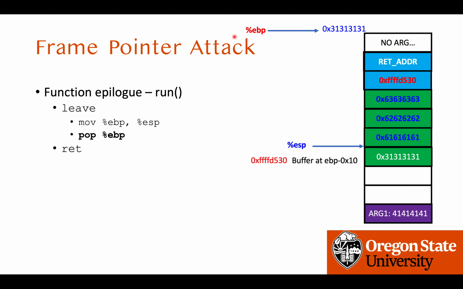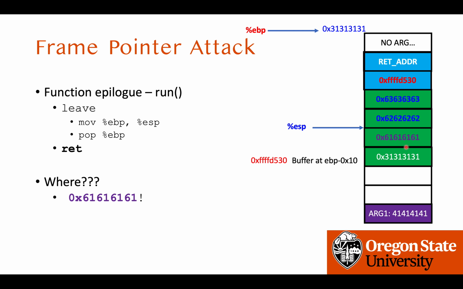So now the EBP value will be 31313131, and then ESP points to where 61616161 is stored, and then return. Where will it return to? So it returns to 61616161. But this value we can control.